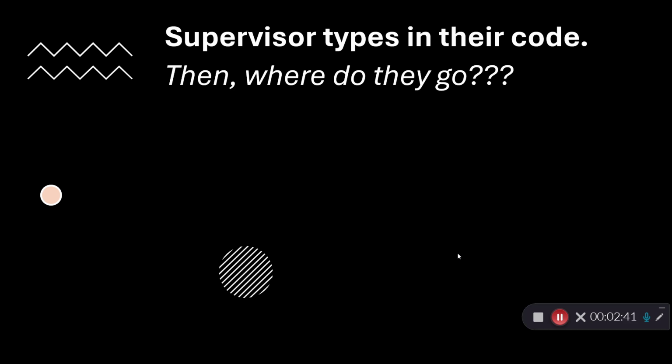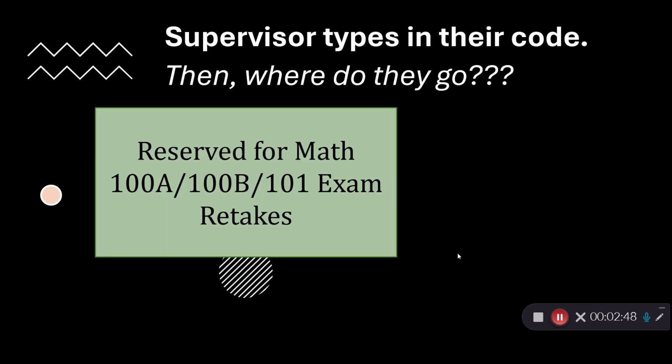So they've checked all those things. The supervisor will then type in the code, making sure the student doesn't know the code. And then they will go over to the computer cubicles where these signs are right above them. It says reserved for Math 100A, 100B, 101 exam retakes, which is why those areas are not places where you do your online tutoring right now. So you want to make sure that there is room for exam retakes.